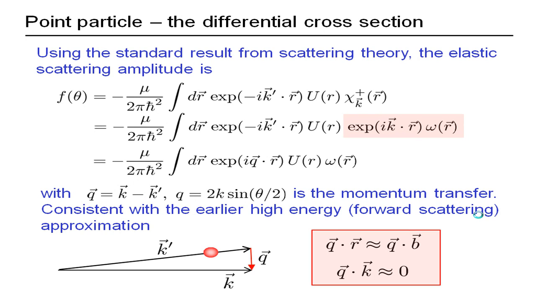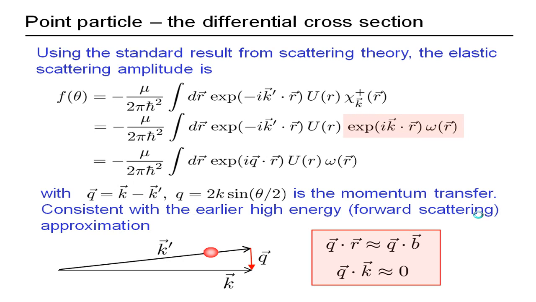K minus K prime. And if you draw the vector diagram, you'll see that K minus K prime, if the angle is small, Q here is essentially at right angles to K. So this is just vector algebra. If you forward scatter, the momentum transfer is essentially at right angles to the direction of travel of the incident beam. In other words, Q does not really have a Z component, and so Q dot R in here is essentially Q dot B. B is the impact parameter, which is the component of R at right angles to the beam direction.